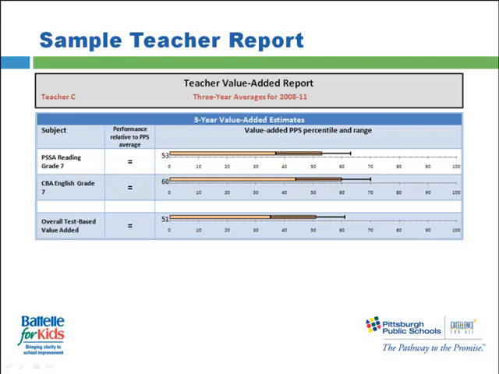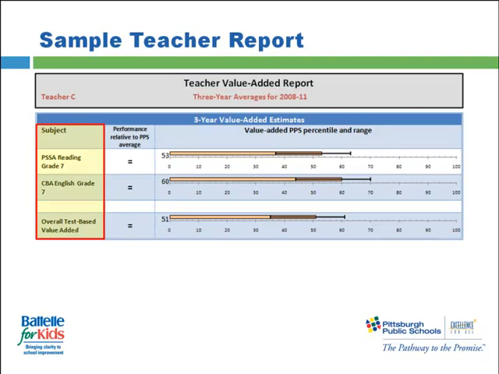School reports only use 2 years of data, and teacher reports use 3 years of data. School reports use PSSA, CBAs, and PSAT, and teacher reports use only PSSA and CBAs. This is a sample of a teacher report for Teacher C. Notice that the information on this report represents a 3-year average. A 3-year average is used to tighten up the accuracy of the information.